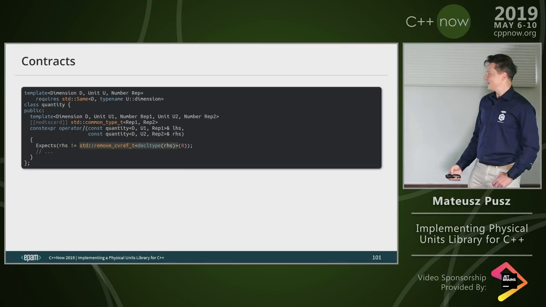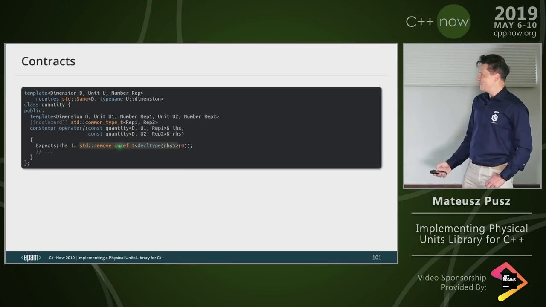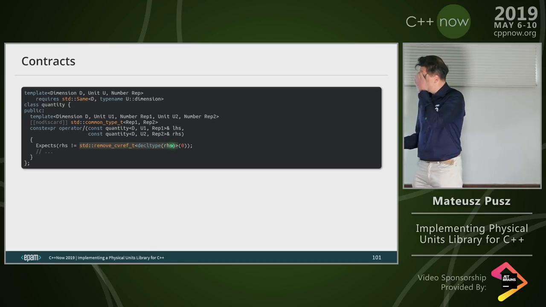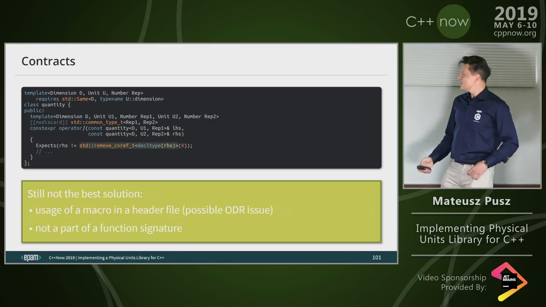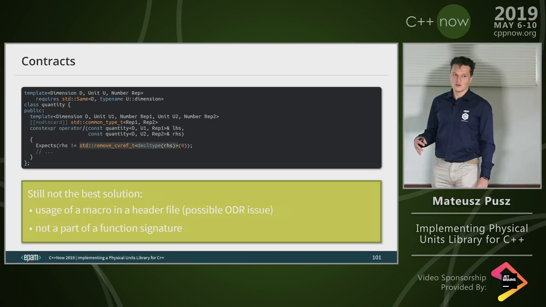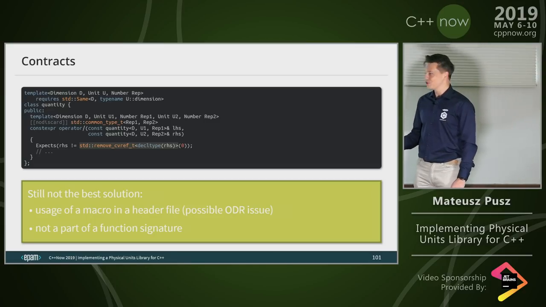I can also do something like this: remove_cvref, which is a new type trait in C++20, similar to decay. And then it works. But I still have some issues. First of all, we are using macros in a header file, which is wrong by definition because of the ODR, yes?